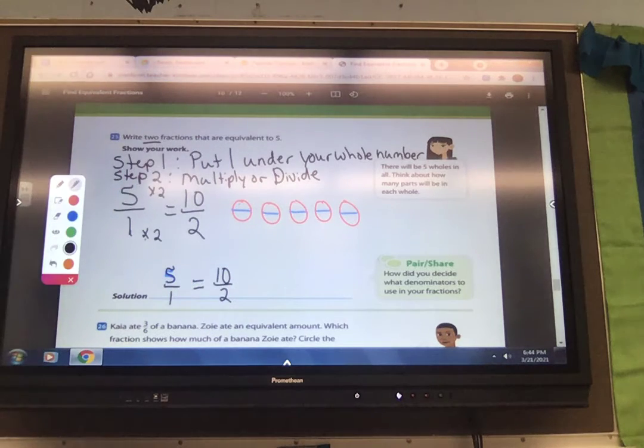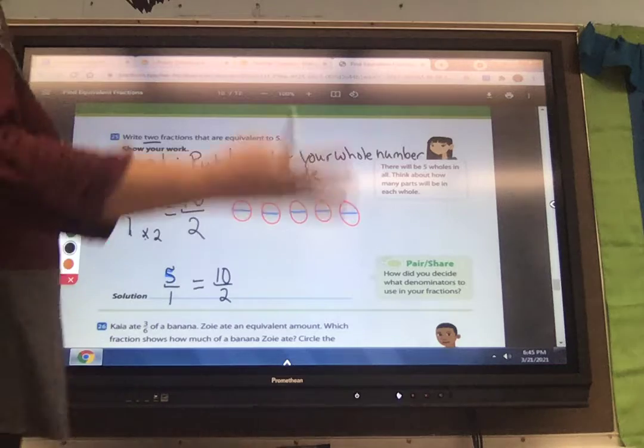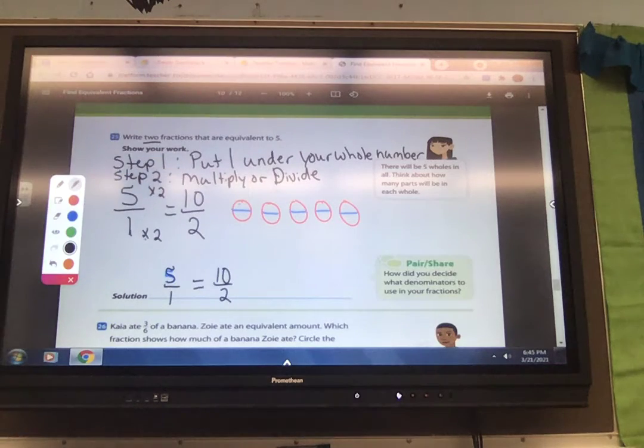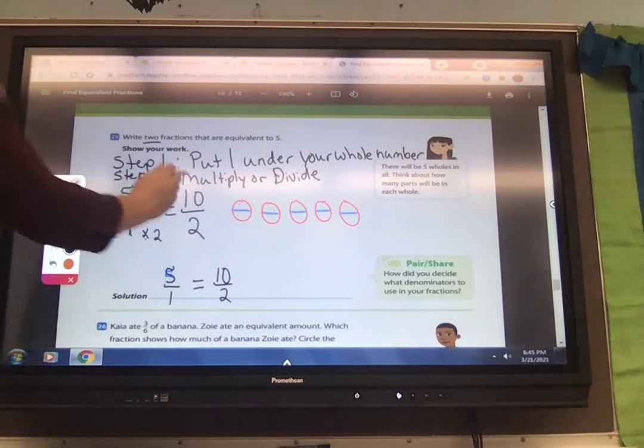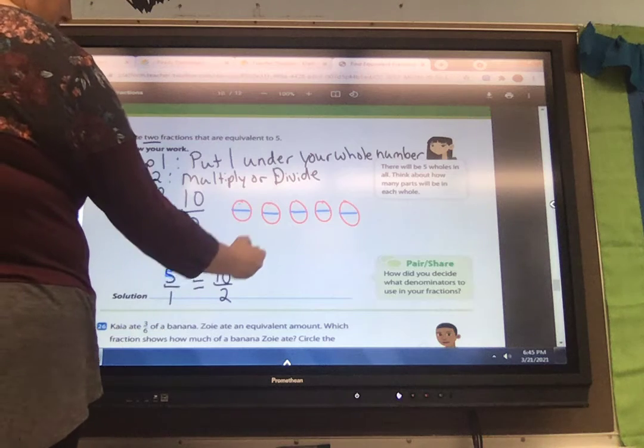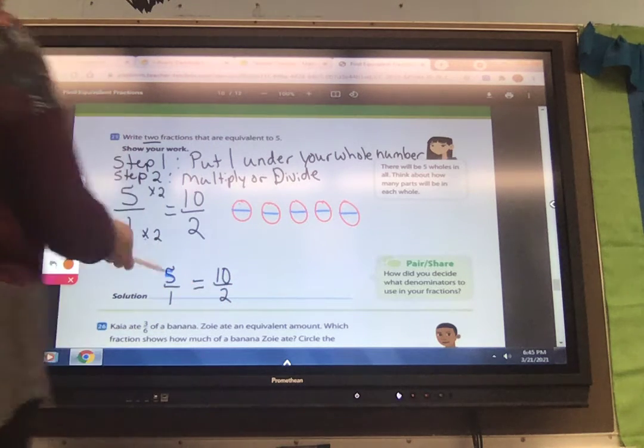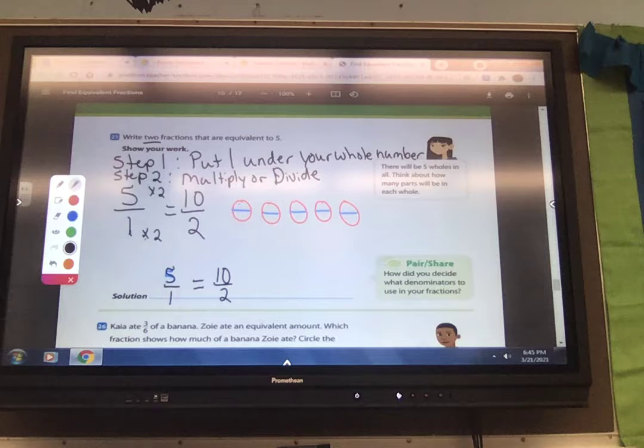I could have done times 3. We could have done times 4. We could have done times 5. We could have done times 6. You can pick whatever you want as your multiplication factor to make that equivalent fraction. Whatever I do to the top, I do to the bottom, and I know they're equal. We can also butterfly these. 1 times 10 is 10. 2 times 5 is 10. So I know they are definitely equivalent fractions.